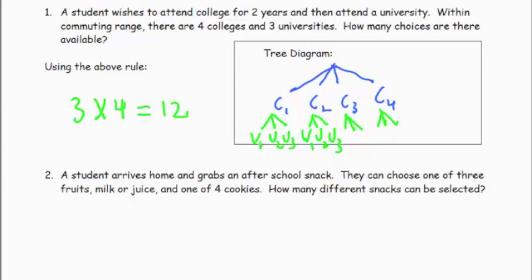Okay, question 2. Why don't you try that one? Pause the video. Just take a second to do that. I'm going to write down the answer though. Pause it now.